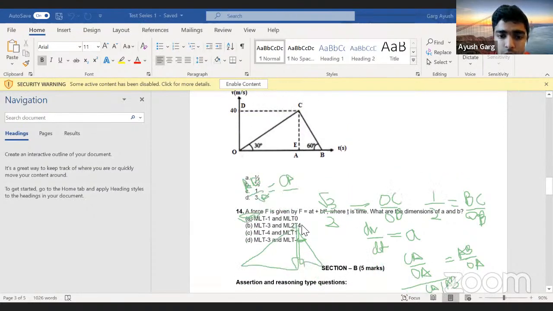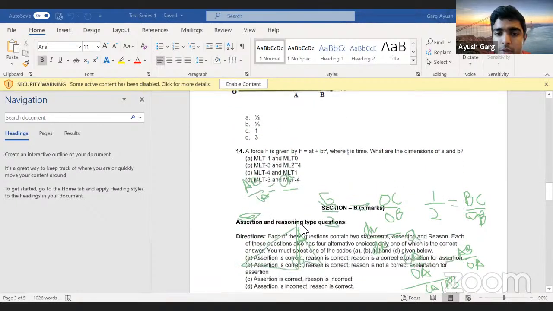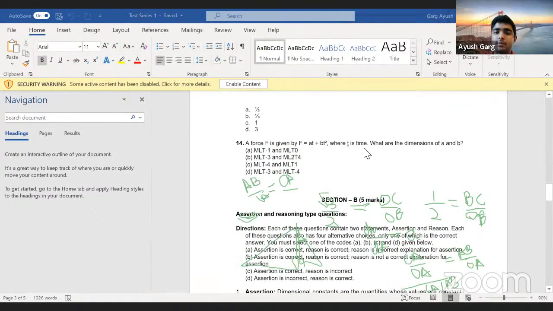Force is given by force is equal to A plus BT square, where T is the time. What are the dimensions of A and B? Obviously, you know the dimensions of force, right? It's MLT minus 2, kg meters per second square, correct? This is M, this is L.